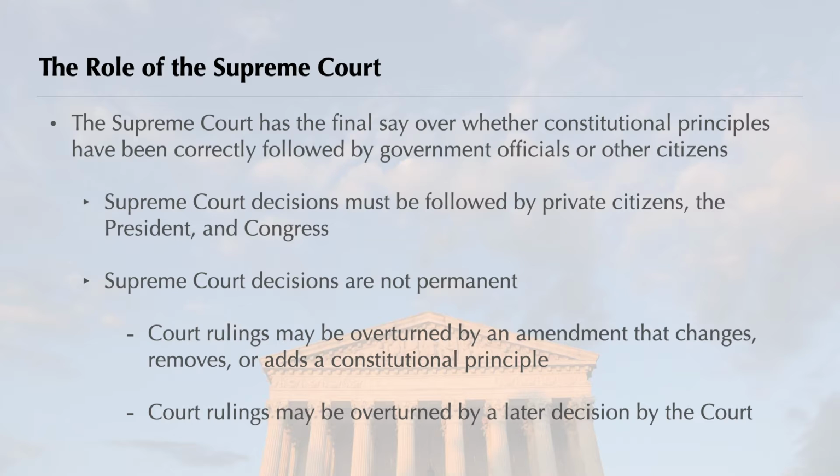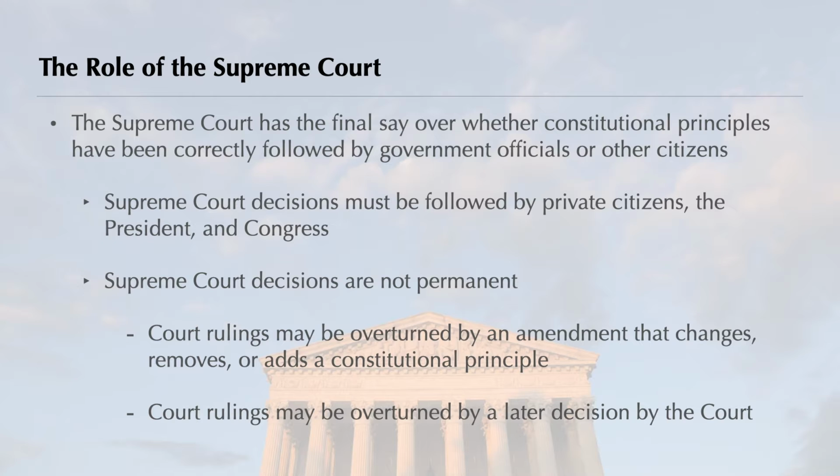You may be wondering, if the Constitution does not spell out in detail how to follow the principles, who makes sure that they are being followed correctly? This is where the courts, especially the Supreme Court, enter the picture. The Supreme Court has the final say over whether constitutional principles have been correctly followed by government officials and other citizens. By deciding whether a certain action violates the Constitution, the court makes that action either legal or illegal. Supreme Court decisions must be obeyed, not only by private citizens, but also by the President and by Congress.